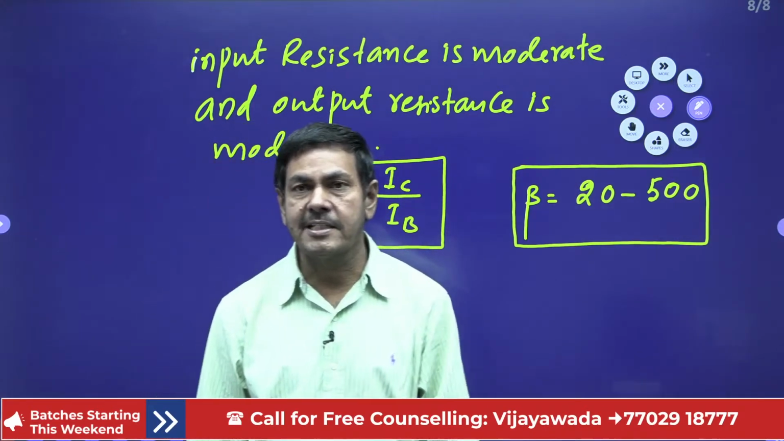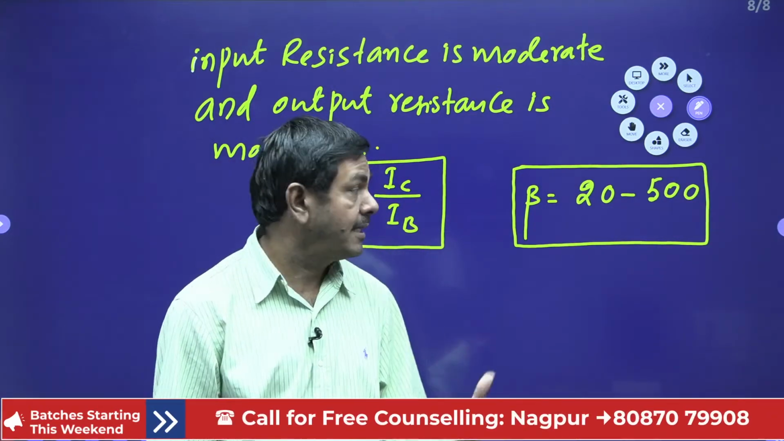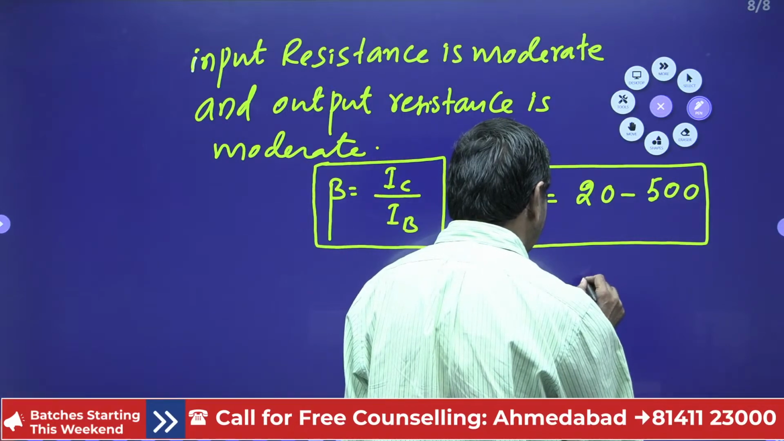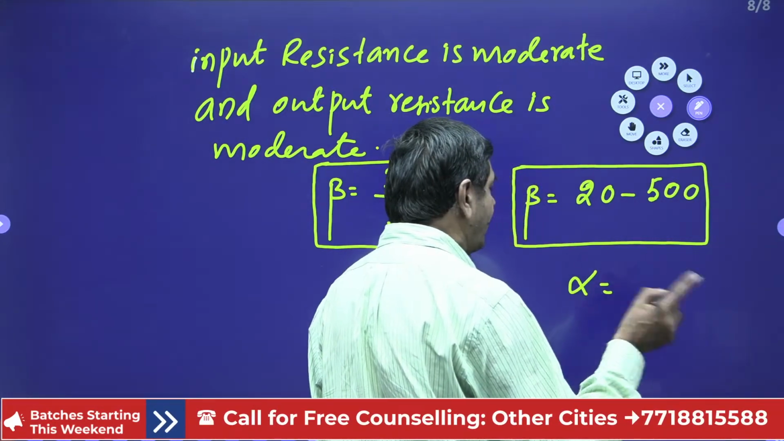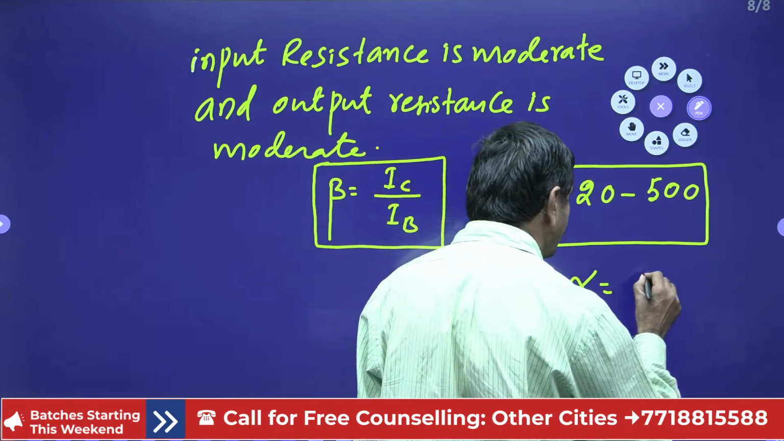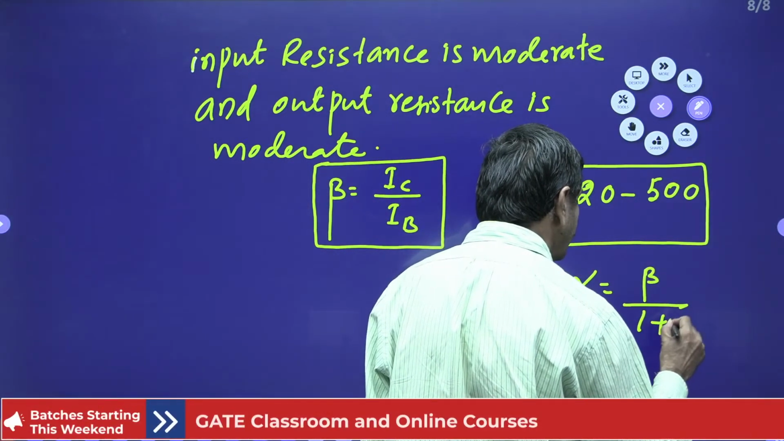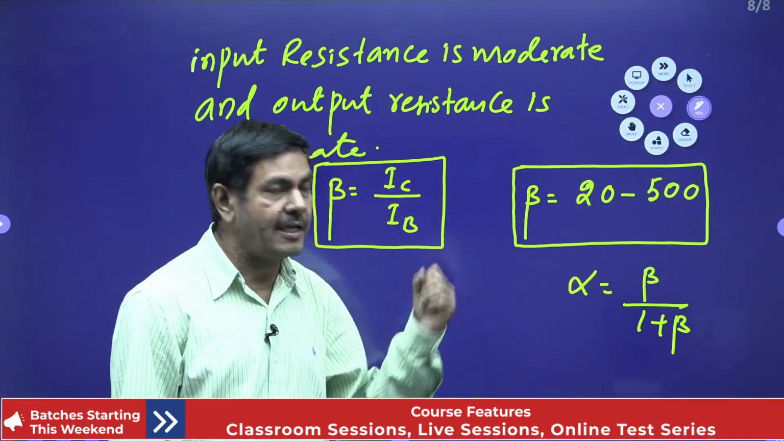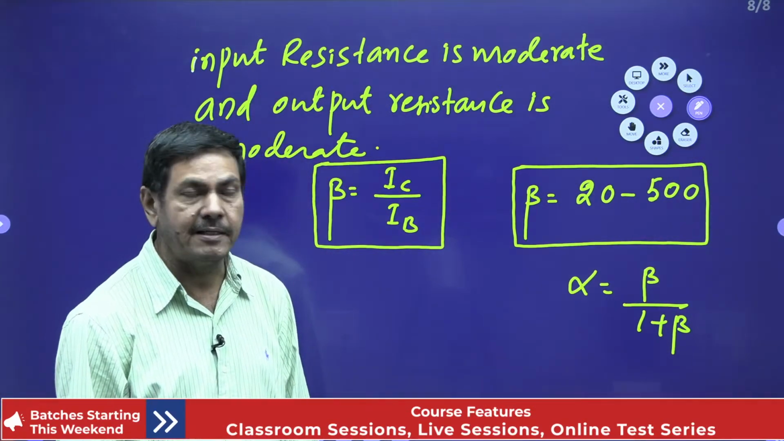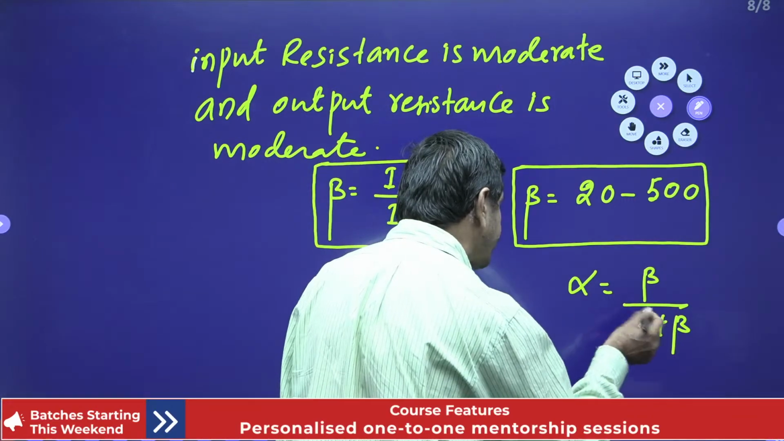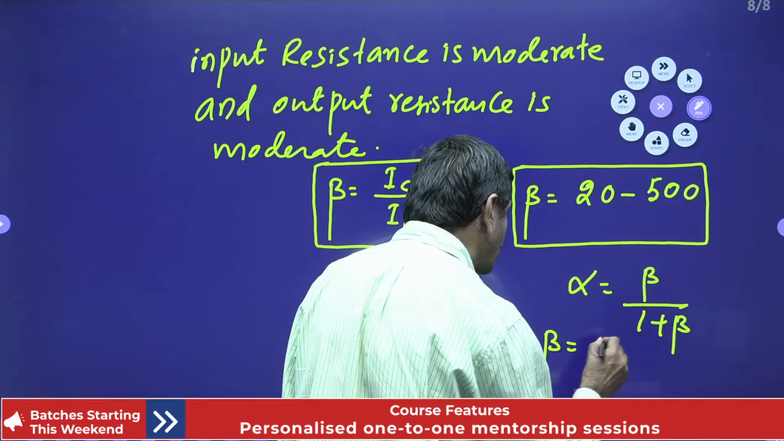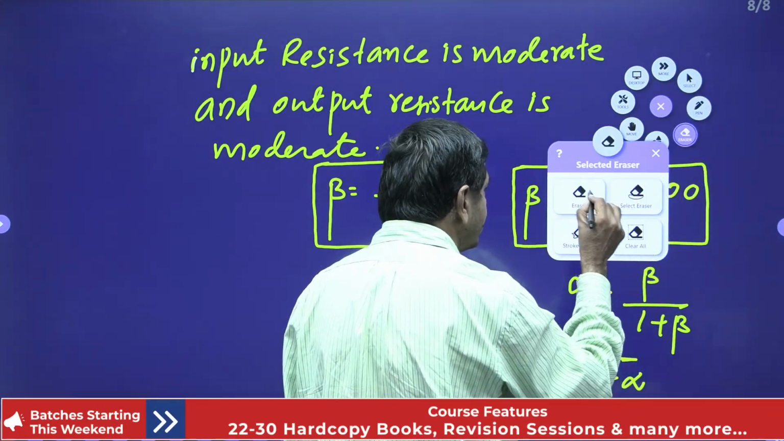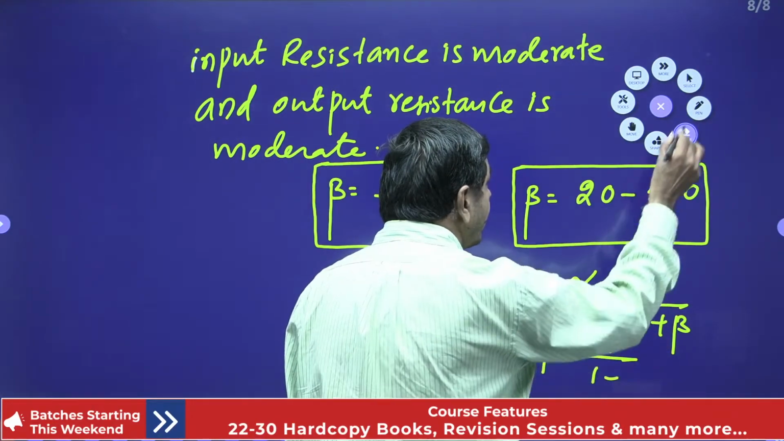Sir, you said alpha is 0.95 to 0.998, so how does this 20 to 500 come? It's very simple. You know very well there is a relation between alpha and beta. The formula is alpha equals beta by 1 plus beta. Using beta, alpha can be calculated by this formula. If you cross multiply, beta can be calculated as alpha by 1 minus alpha. These formulas will be useful shortly.